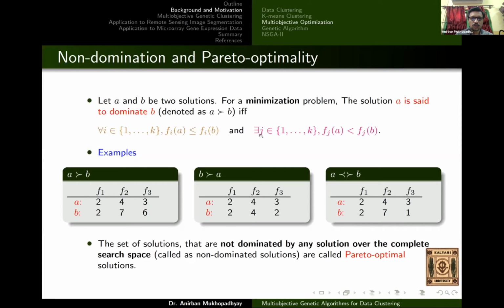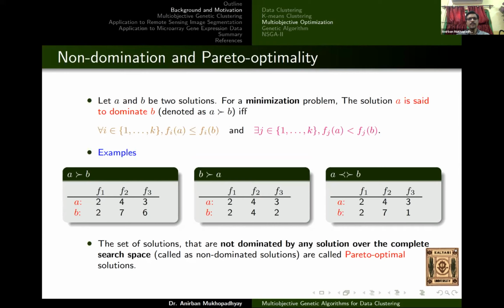So this is the formal definition of domination relationship. Let A and B be two solutions. For a minimization problem, a solution A is said to dominate solution B if and only if for all objective functions, solution A has a smaller or equal value than solution B, and there must exist at least one objective function where solution A is strictly smaller than solution B. So for all the objective functions, solution A must be better or equal, and there must be at least one objective function where solution A is strictly better. In that case, I will say that solution A dominates solution B.